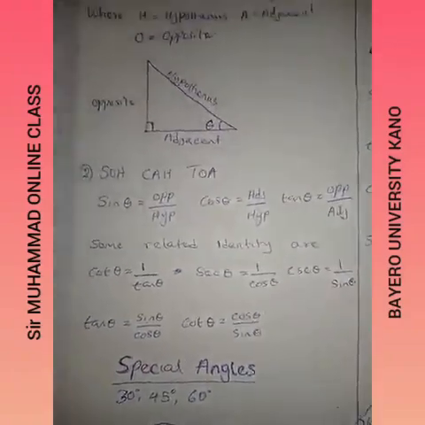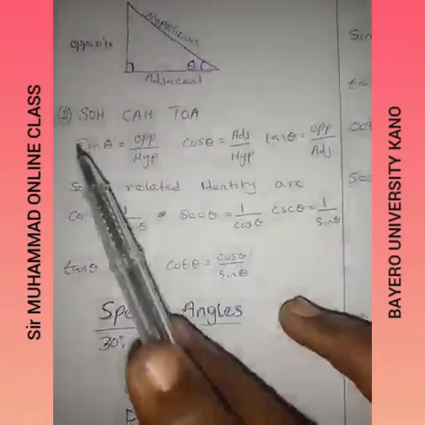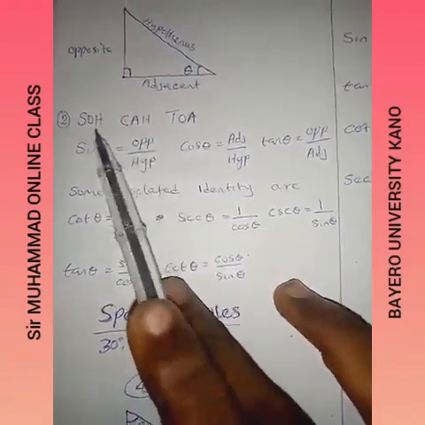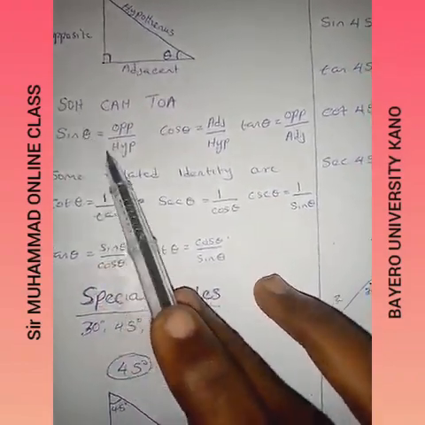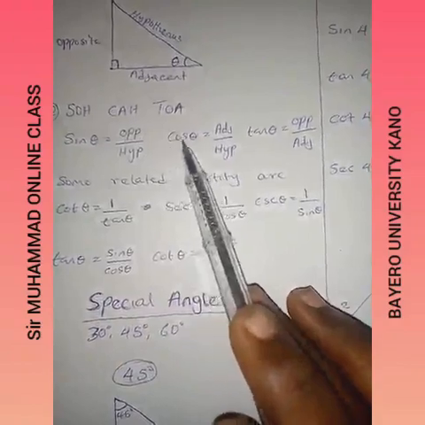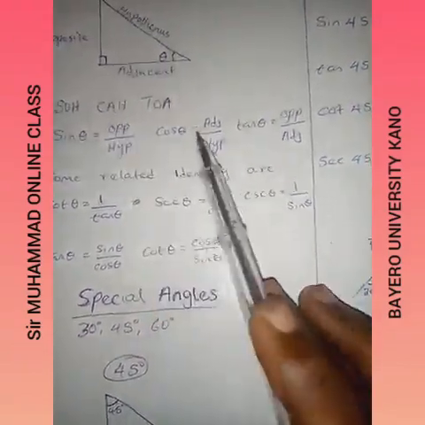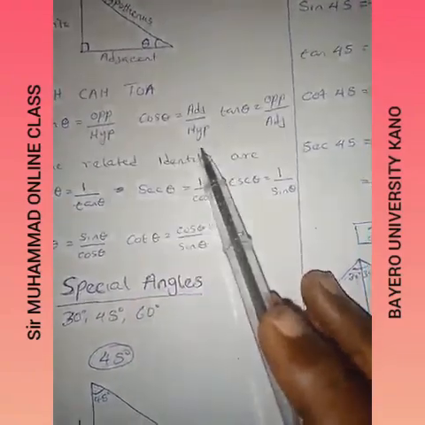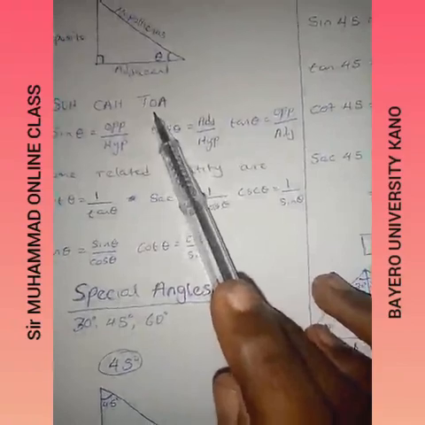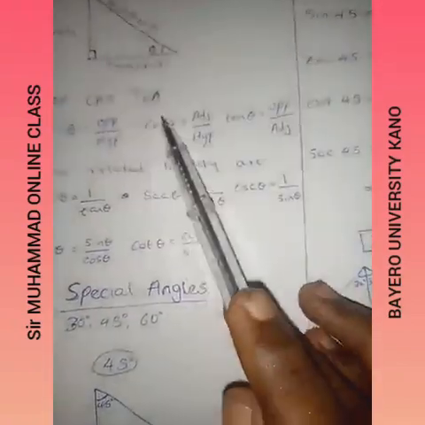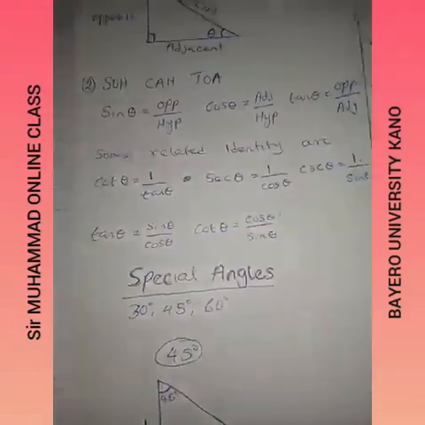Another thing we need to know is what we call SOHCAHTOA. So sine theta is equal to opposite over hypotenuse. Cos theta is equal to adjacent over hypotenuse. Tan theta is what? Opposite over adjacent. So that's a little thing we need to know there.